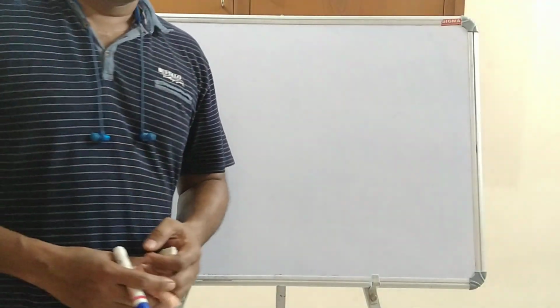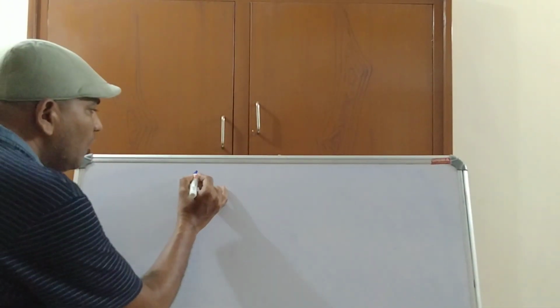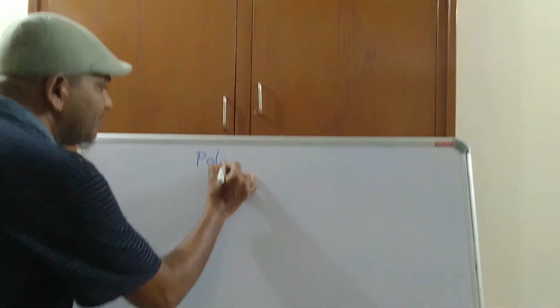Now we are discussing pole and polar. This is a very important topic in the circles chapter. So, pole and polar.